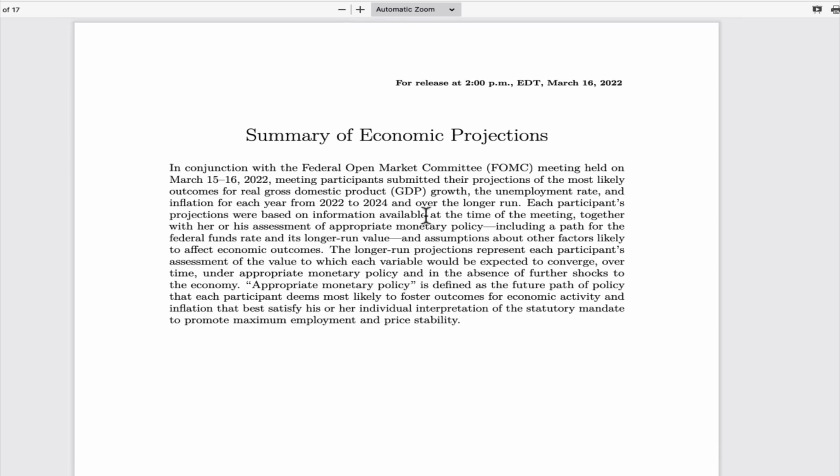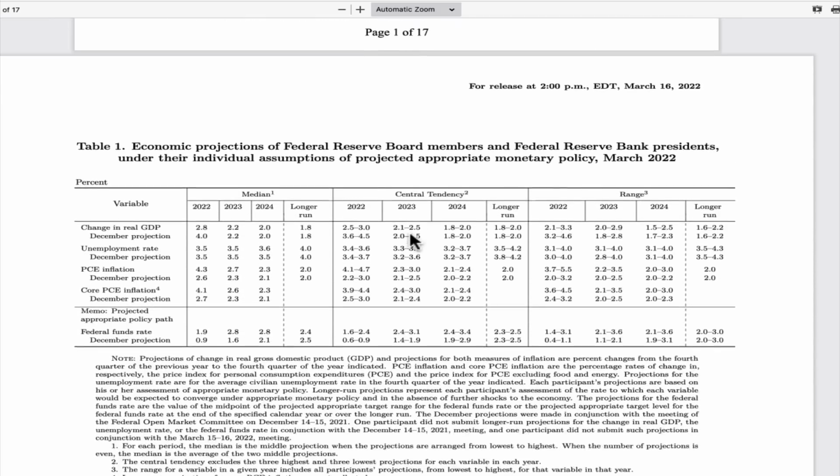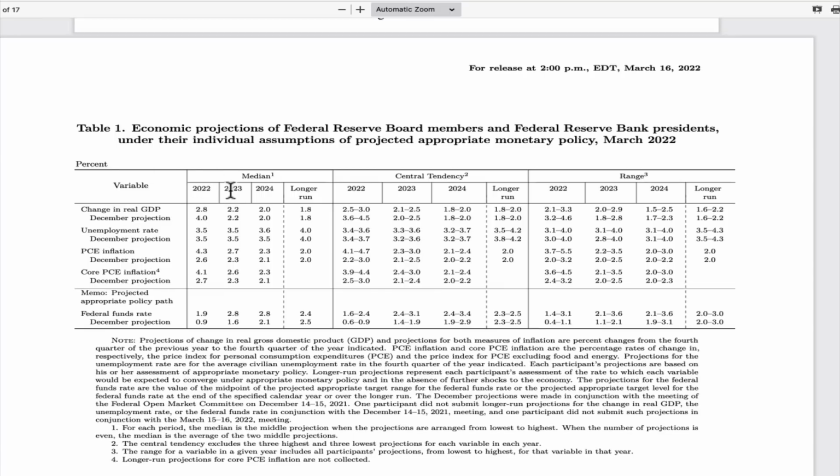This is the opening page of it. This is the table. Here's 2022, 2023, 2024. And here is the variable, change in real GDP, and then the number below it is the December projection. So December was 4%. Change in GDP is now 2.8%, 1.2 percentage points lower than it was in December. 2023, no change. In 2024, no change, and nothing in the longer term.